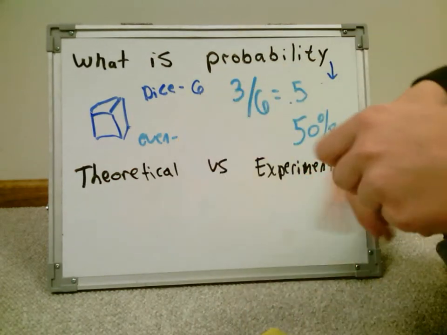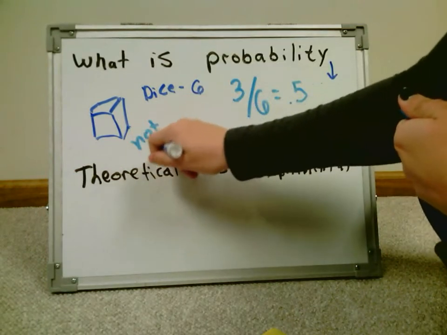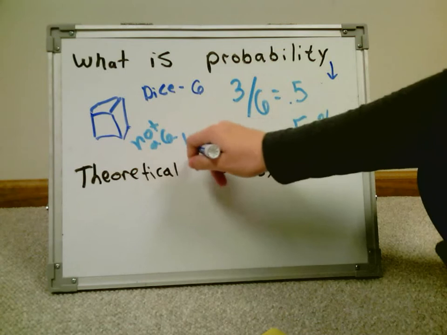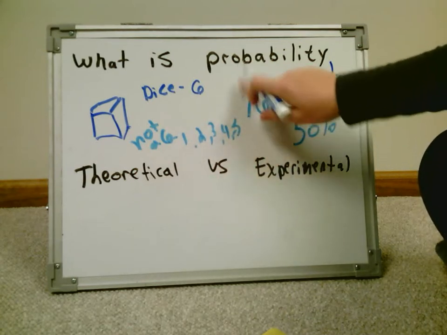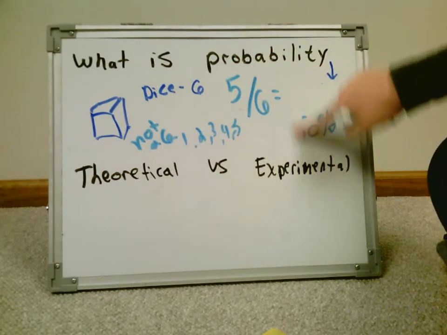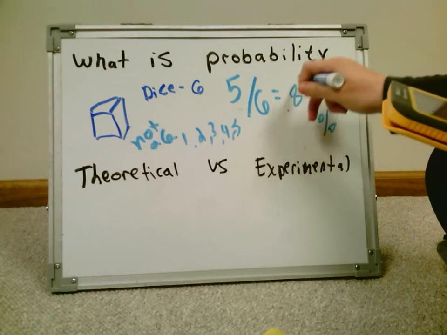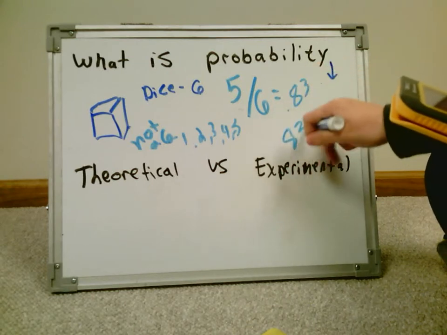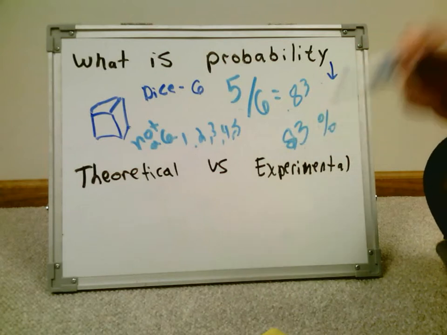My chances of not rolling a 6, so not a 6, well, I'd have 1, 2, 3, 4, and 5. That gives me 5 possible outcomes in which I do not roll a 6. So, considering that, now my odds are 0.83, which means I have an 83% chance of winning that bet. So you can see the odds now are much, much more in my favor.